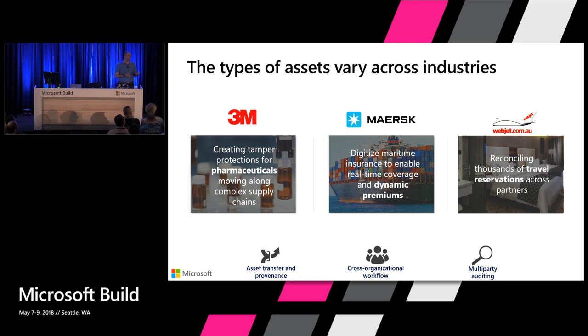Let's talk about a digital or financial goods example. Maersk has thousands of vessels sailing around the world. On any given day, they might encounter bad weather or pirates, or they might sail through a war zone. And the risk that they're exposed to varies greatly.